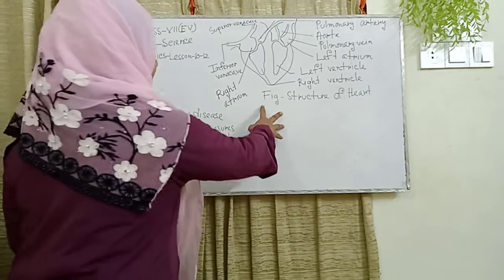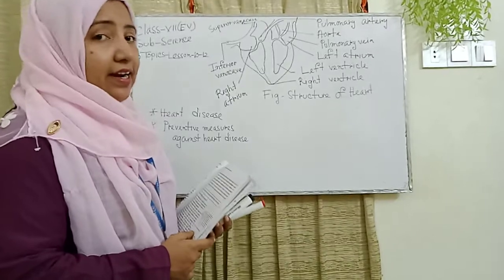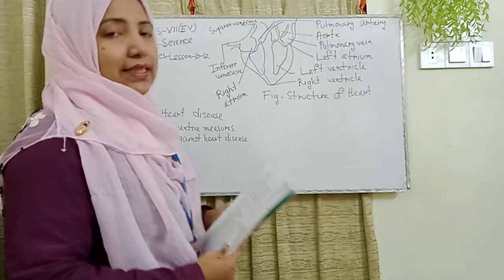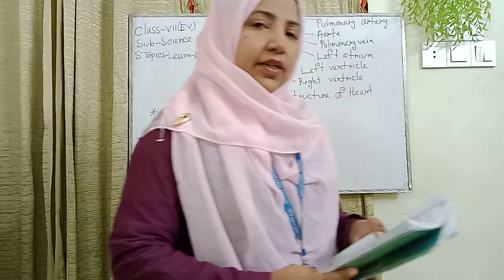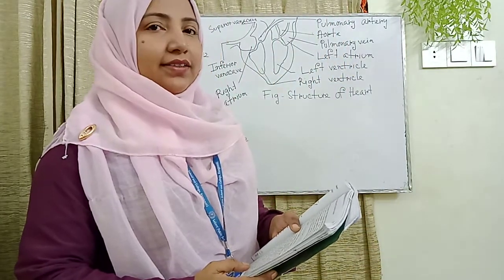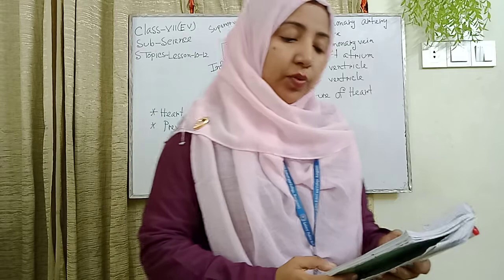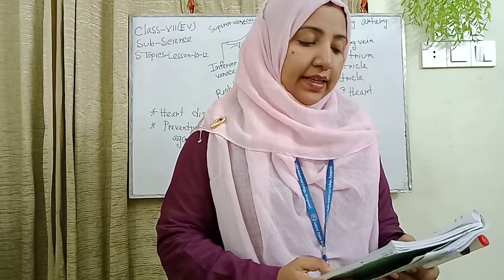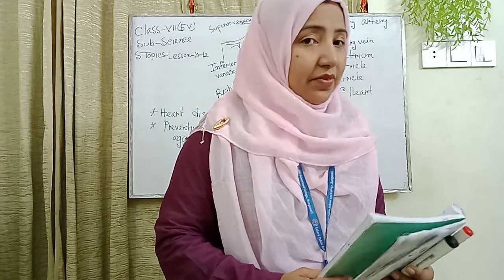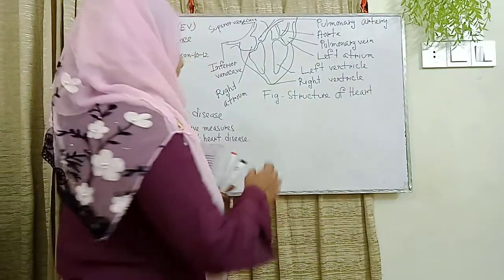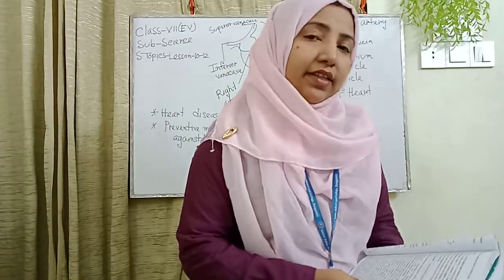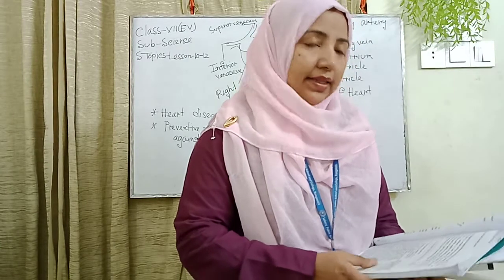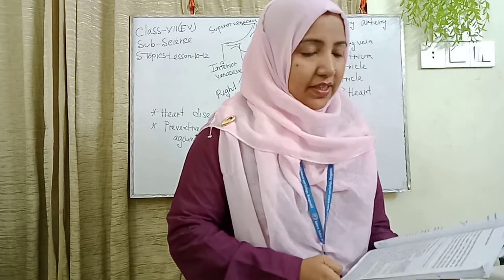I just drew this figure of the heart. Please everyone see the books about the heart. What is the heart? The heart is a conical shaped organ situated in between two lobes of lungs at the left side of the chest cavity. Here I just drew this shape, which is the conical shaped organ, and it is situated between the lungs at the left side of the chest cavity.